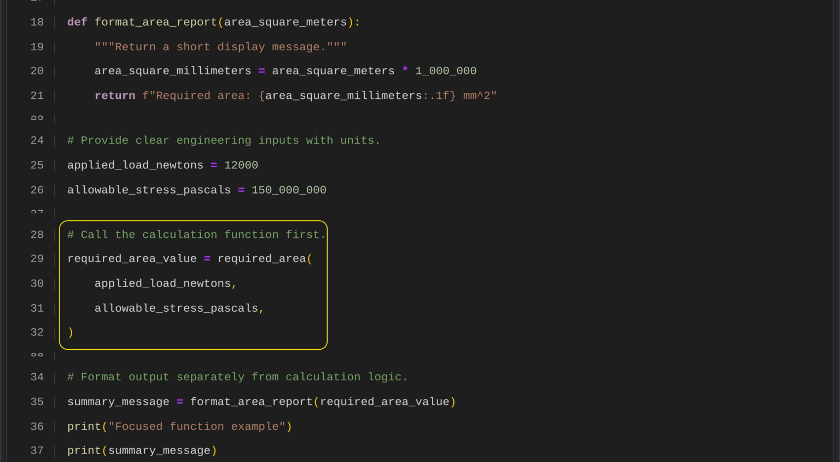The required area is calculated by calling a function with the applied load in newtons and the allowable stress in pascals. The function returns the safe area needed in square meters, so the load does not exceed the stress limit. Keeping this calculation separate from the output makes the process clearer and reusable.